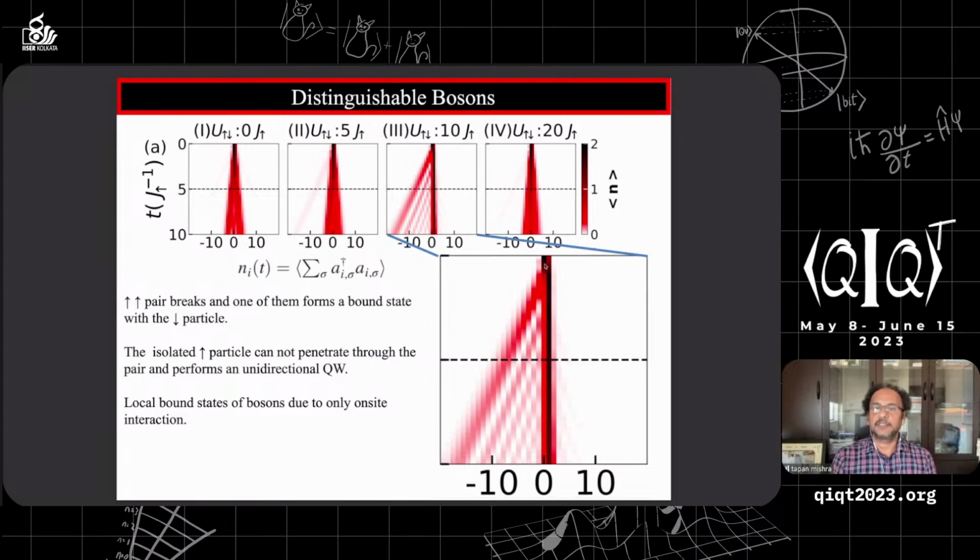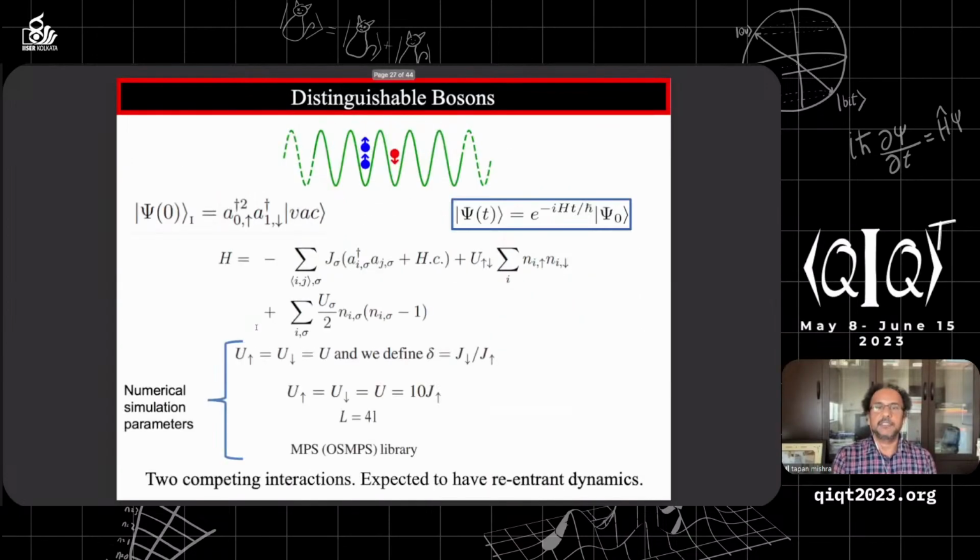So what happens here? Immediately after a short time evolution, the right side which had density 1 becomes 2, and on the left side there is a nice spreading of particles, a unidirectional spreading of particles on this side of the lattice. This density is 2, which means a pair is being formed. So the pair which was here, we get another pair here on the right side of the lattice. This is the up pair breaking, and one of them forms a bound state with the down particle. This is the up pair. Because of strong on-site interaction of this up pair, they form a bound state.